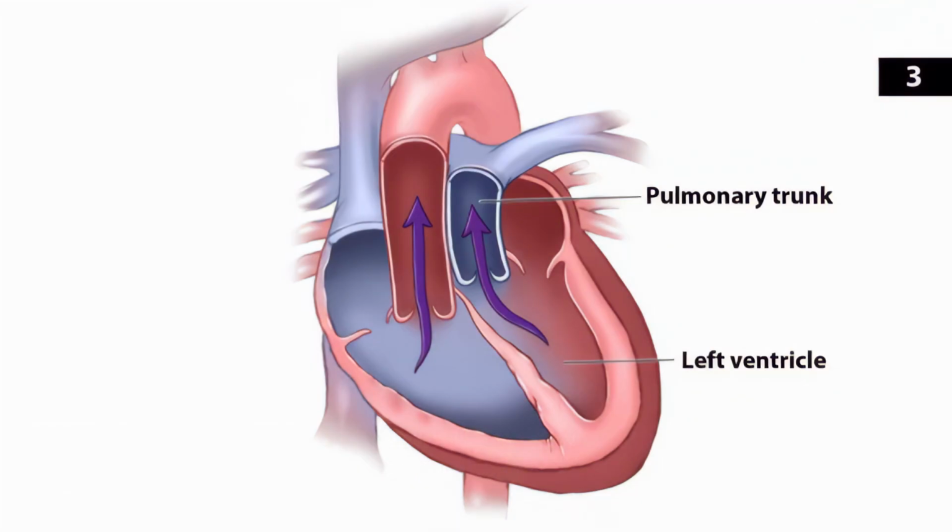So you're going to get pulmonary trunk originates from the left ventricle, and the aorta originates from the right ventricle.